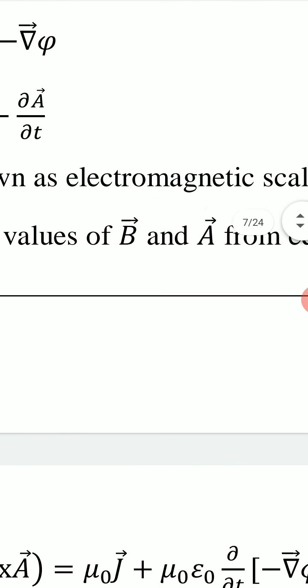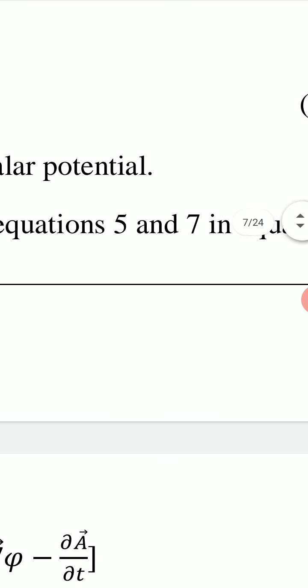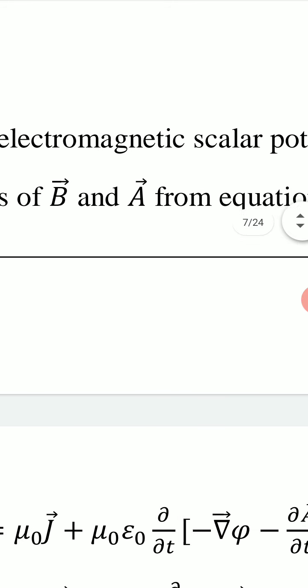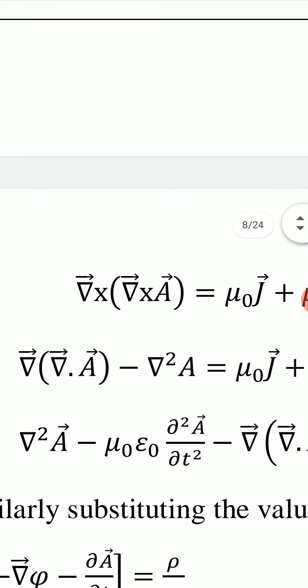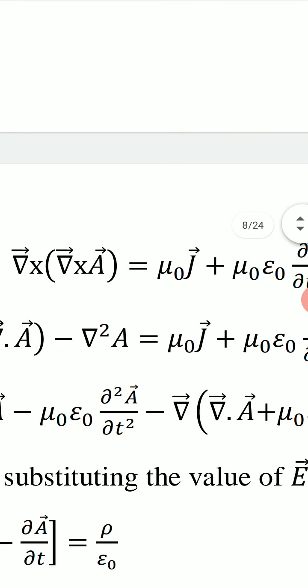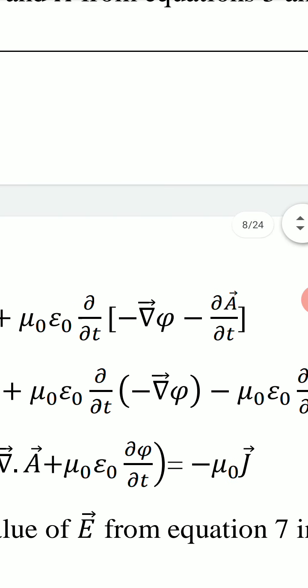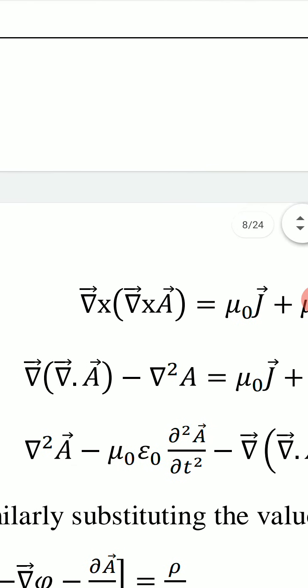Substituting the values of B vector and E vector from equations 5 and 7 in equation 4, the fourth Maxwell's equation, we get del cross del cross A equal to μ0 J plus μ0 ε0 ∂ upon ∂t of (minus del φ minus ∂A upon ∂t). Del cross del cross A is equal to del of del dot A minus del dot del A.